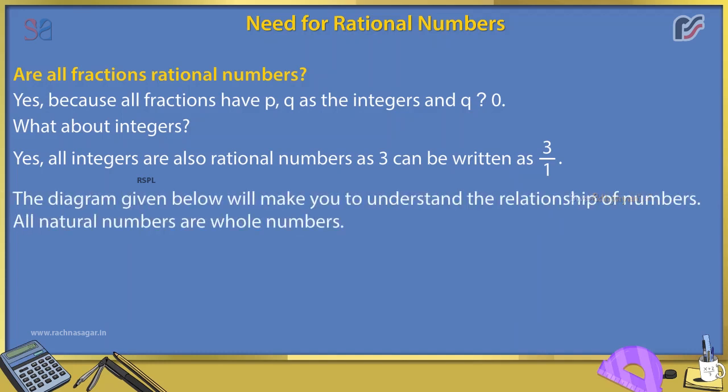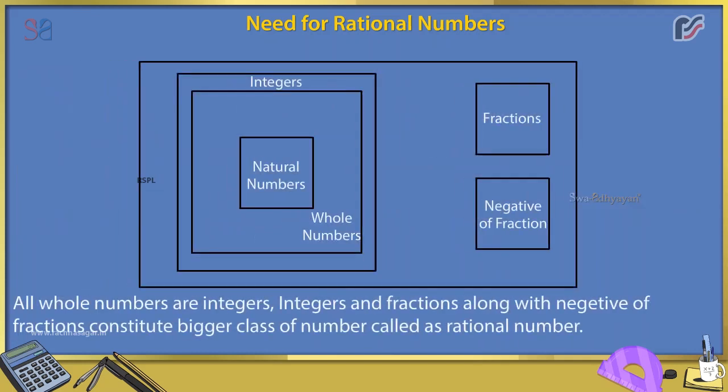The diagram given below will help you understand the relationship of numbers. All natural numbers are whole numbers. All whole numbers are integers. Integers and fractions along with negative of fractions constitute a bigger class of numbers called rational numbers.